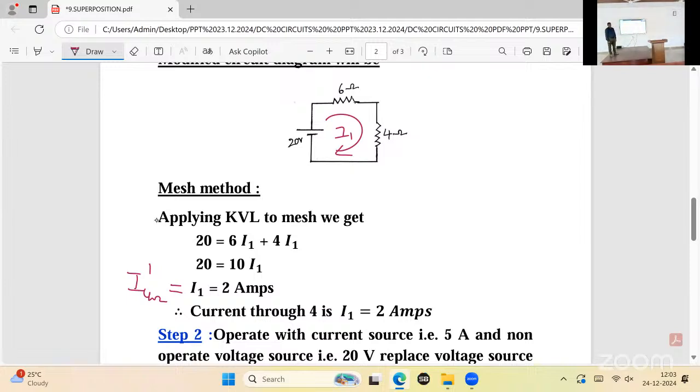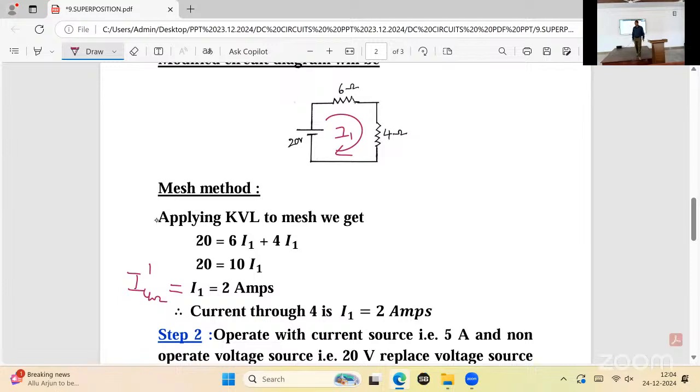To remember, this is called step 1. This is the procedure. We need to find the current in 4 ohms, running with only one source. That is the condition. Find the current through 4 ohms. What is step 1? Operate with 20 volts and non-operate the current source, that is 5 amperes. It is replaced by its internal resistance, an open circuit, R is equal to infinity.